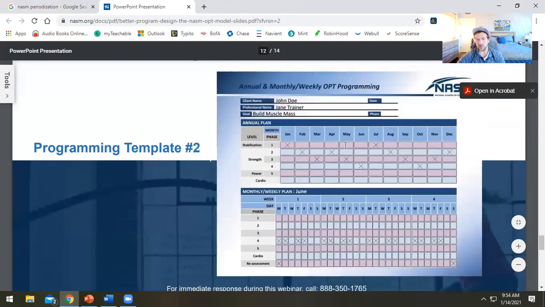There we go. So you could also do something like this where, in January you do stabilization, in February you do all endurance, in March you do hypertrophy, April you go back to endurance, May you do hypertrophy again, June you're doing max strength, and then you do a big reset.